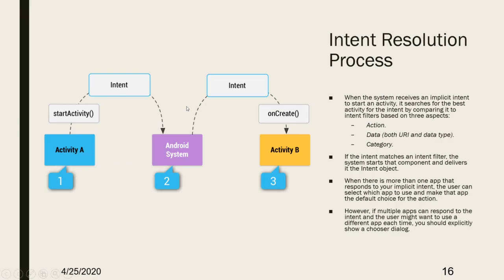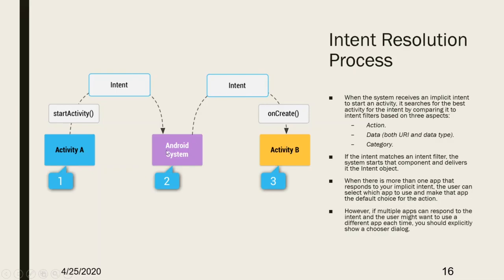To make things clear, let's look at an example showing at the left. In this example, activity A creates an implicit intent using the method setAction, and then it passes that intent into startActivity. This intent will be received by Android system. Android system will check what kind of activities can handle such type of action. And if Android system finds that there is only one activity that can handle this action, then Android system will start that activity and will pass the intent to that activity.